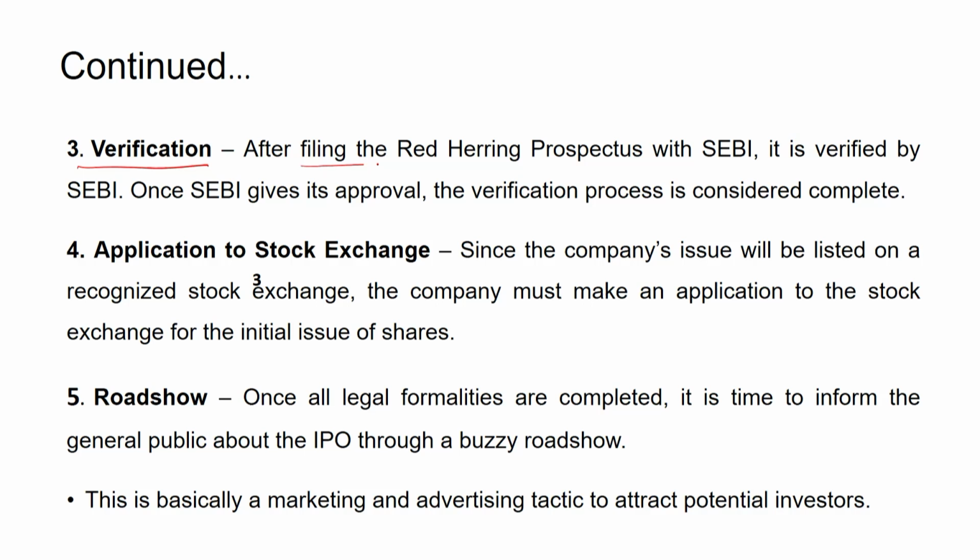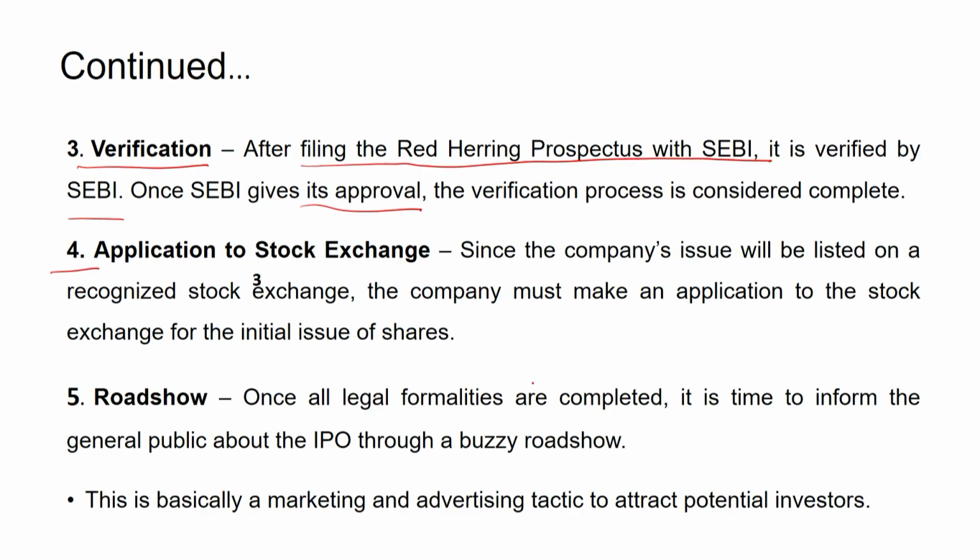Now the next procedure is verification. After filing the red herring prospectus with SEBI, once it is verified by SEBI, approval is given and the verification process is considered complete. SEBI first verifies whether all the information provided by the company is correct or not, and accordingly the approval is given. After that, an application is made to the stock exchanges. Since the company's issue will be listed on recognized stock exchanges, the company must make an application to the stock exchange for the initial issue of the shares.